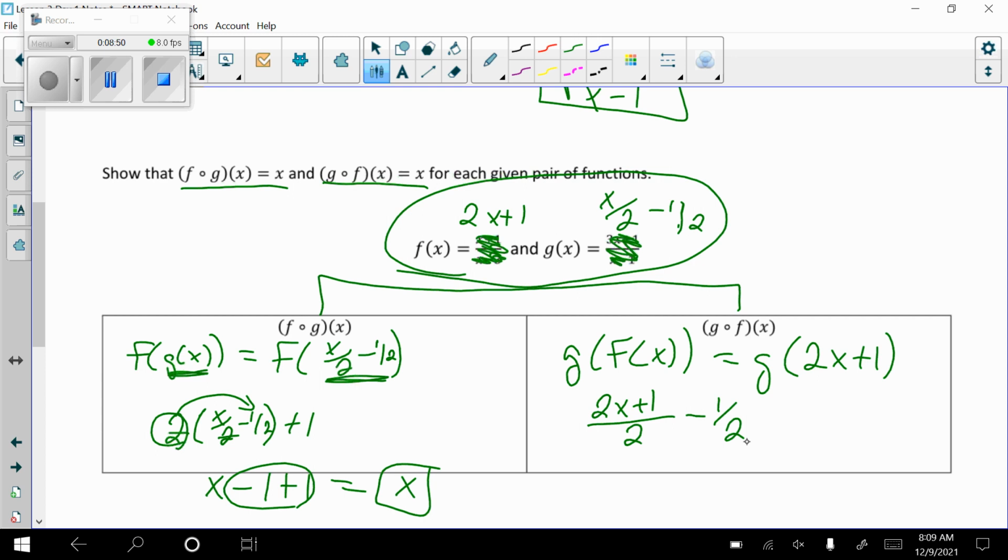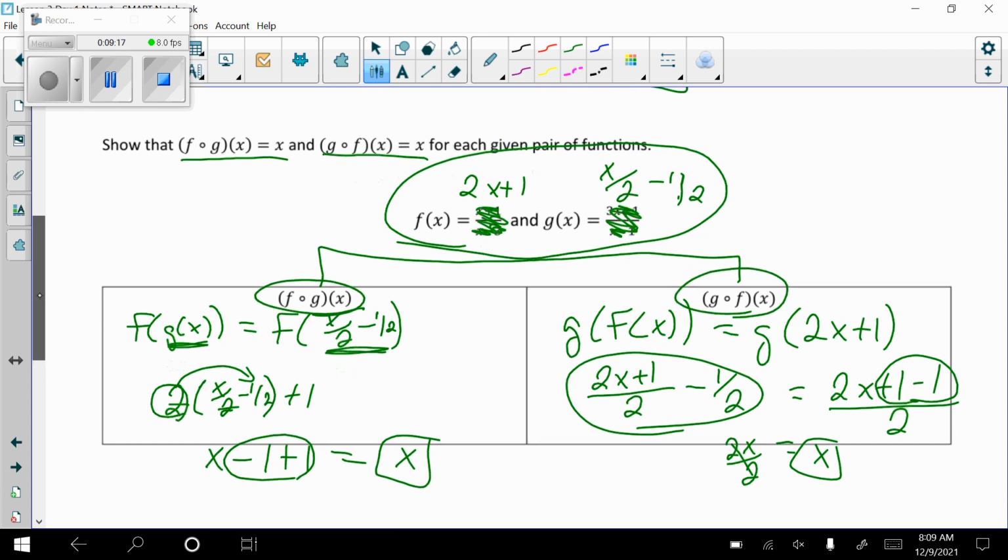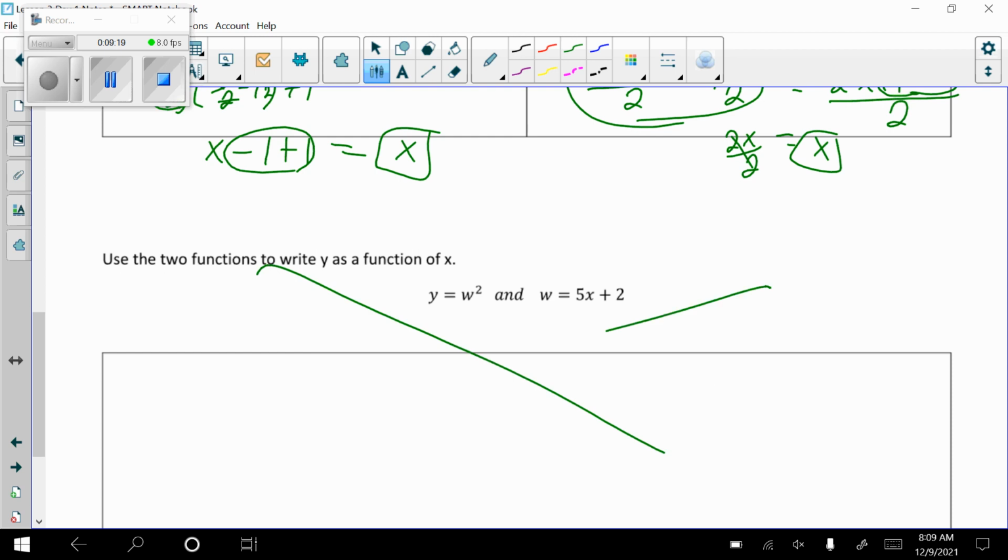So, let's see. Since these are the same denominator, I'm going to combine like terms. So I have 2x plus 1 minus 1 over 2. I think it makes it a little bit easier to see because these 1's cancel out. And so I get 2x over 2. And the 2's cancel out, and we get x. So they're only inverses of each other if both of these simplify out to x. And that is it. We are not going to do this one.